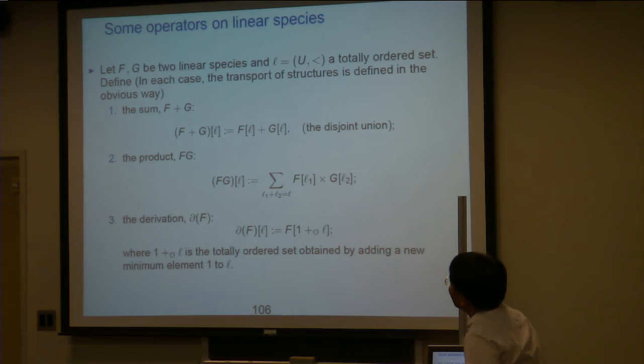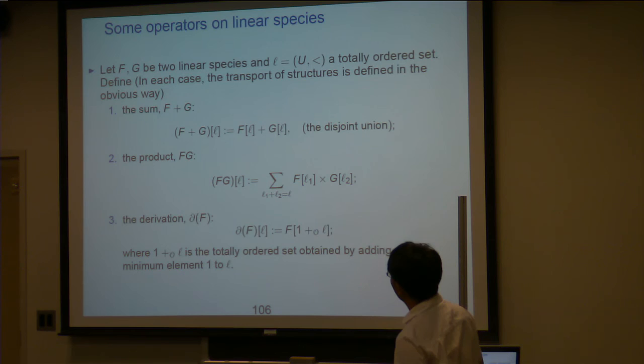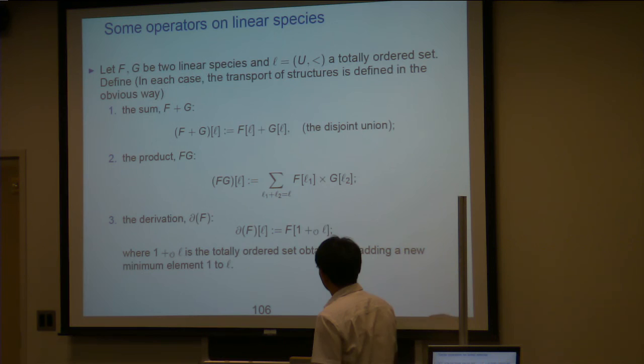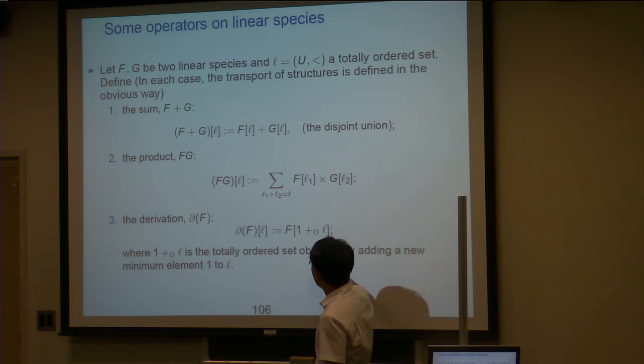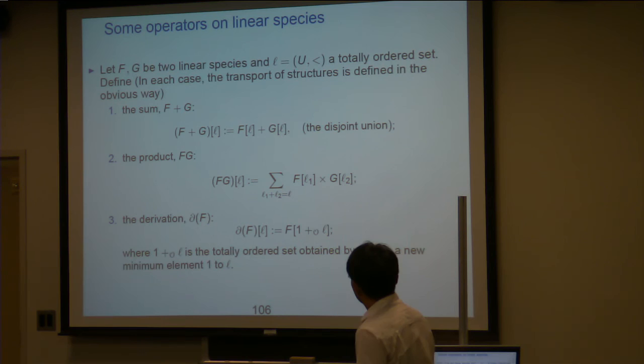So the operators can also be defined on linear species. The first one is a sum. It is similar to the prime species. The second one is a product. The third one is a derivative. It is a little bit different. In a prime species, we add a star point here. We add an element named 1. 1 is an element out of L, and adding a new minimum element. So 1 is a minimum element in this set.